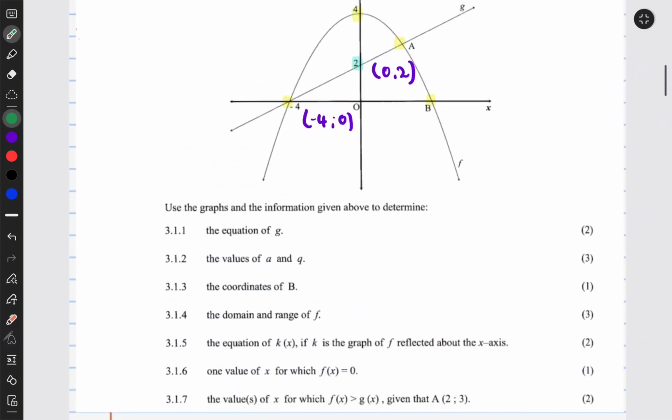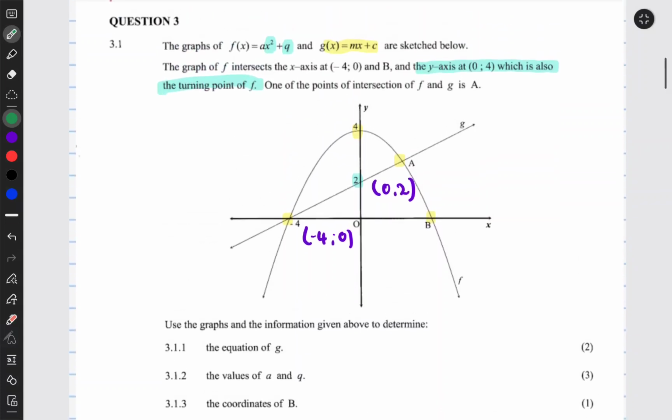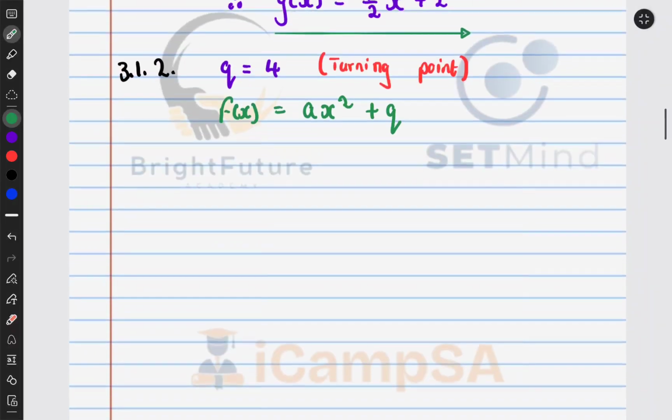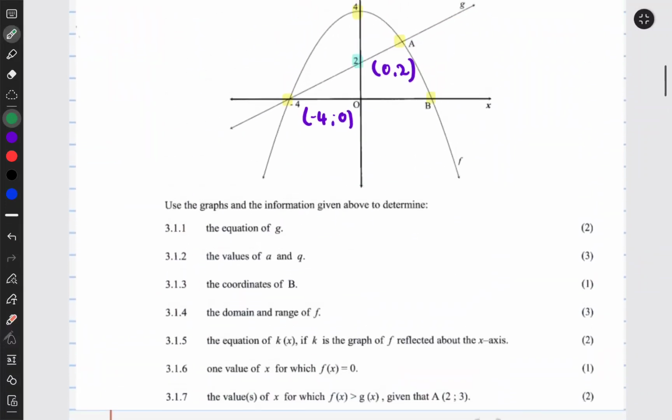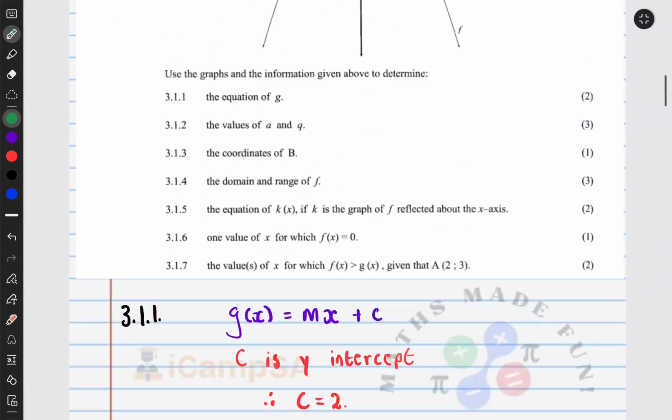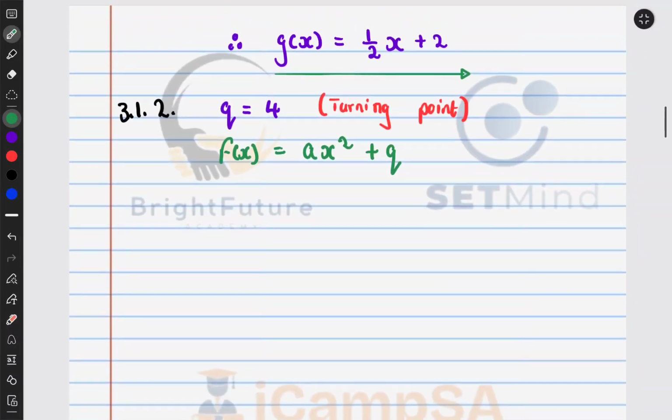And then just by looking at the function, remember the value of a also tells us the direction that the function is going to be facing. So what we are seeing here is that this function is facing downwards. So we are expecting the value of a to be negative. But let's go ahead and solve for the value of a. So we have to substitute one of the coordinates there. Let's take -4 and 0, where x is -4 and y is 0.